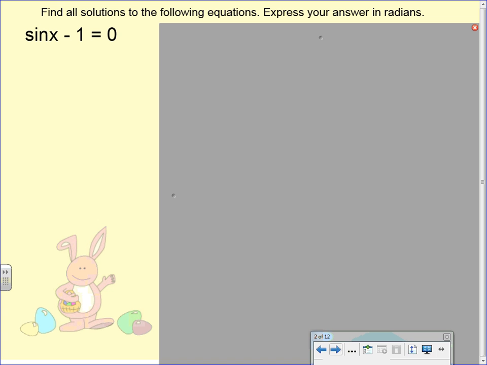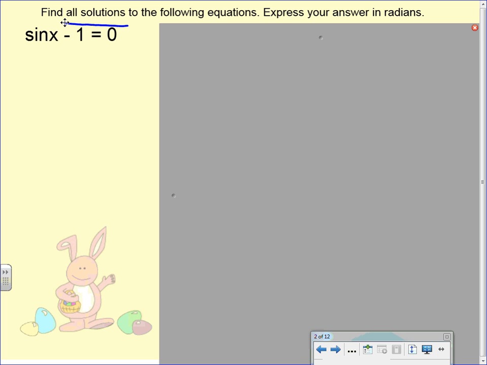And then second, it could be asking for all solutions, which means every solution there could possibly be ever on the planet. Or it could ask for solutions just within a certain interval of numbers. So you want to just be careful on how you're answering what the instructions are asking for. So here we want all solutions, and we want our answers in radians.